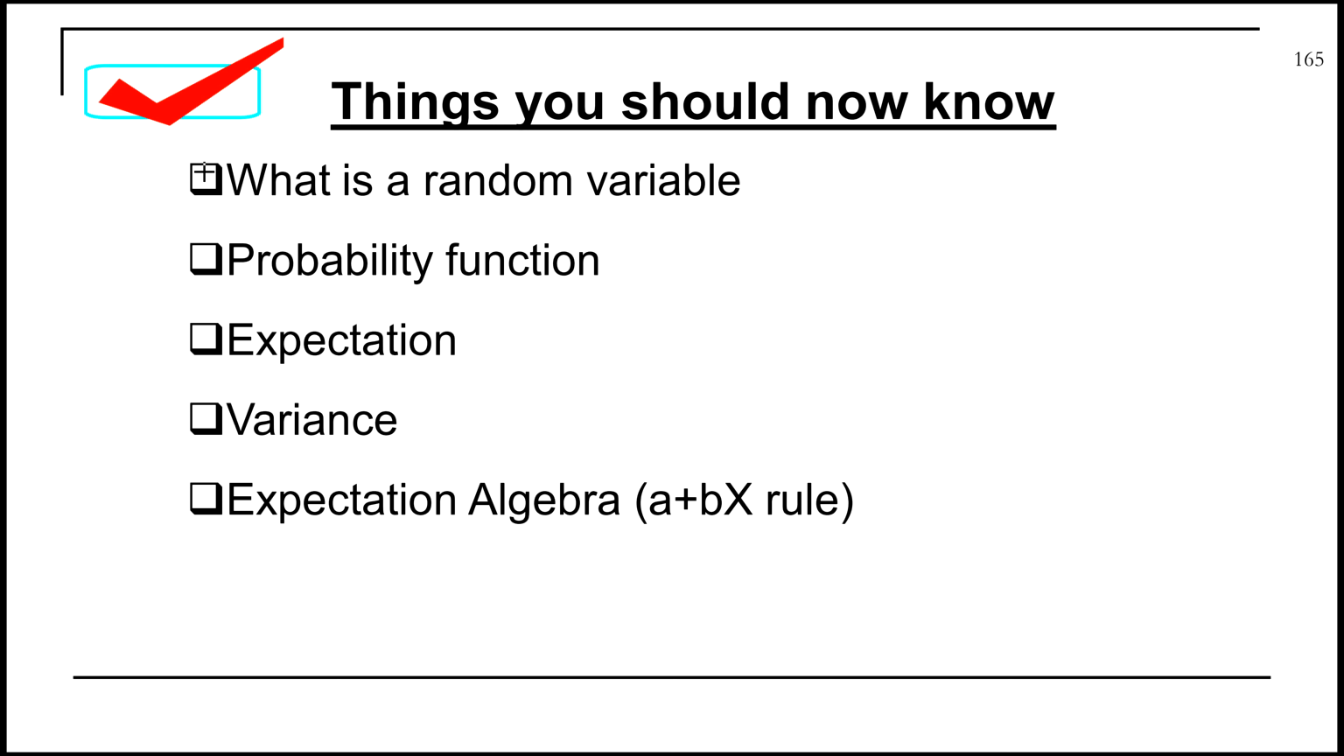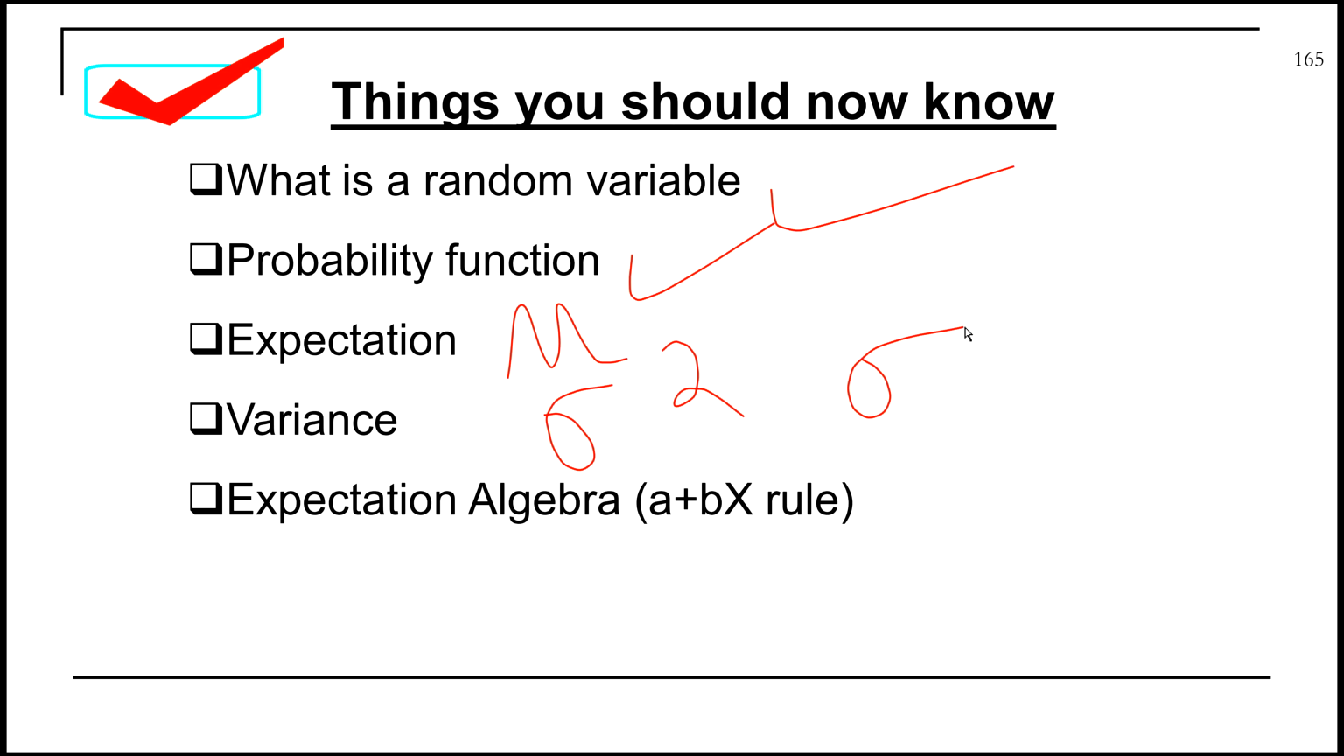So things you should know are what a random variable is, what the probability function is, how you figure out the probability big X equals little x, the expected value of a random variable called mu, the variance of a random variable called sigma squared, the square root of that, of course, called sigma, and then how you manipulate random variables, what we call the a plus bx rule.